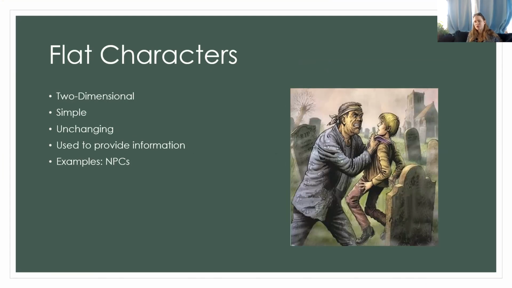A flat character usually appears early in the exposition of the story and reappears in order to provide information for others. If you're used to gaming terms, you would think of the flat character as the NPC. And if you don't know what an NPC is, try watching the movie Free Guy. He was an NPC at the outset of the movie.